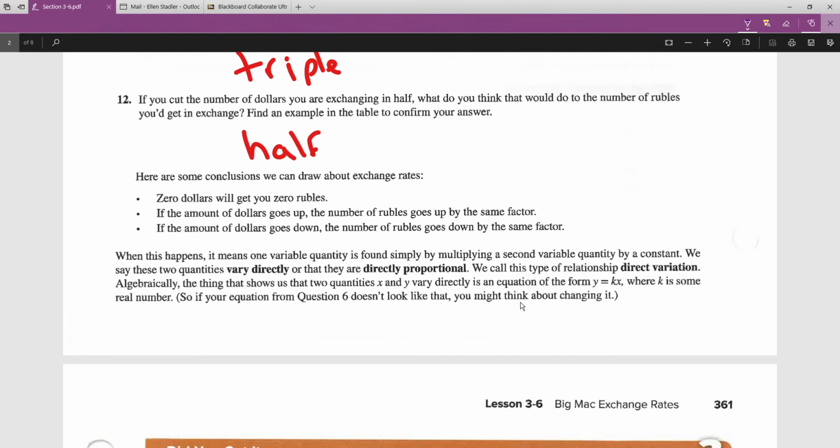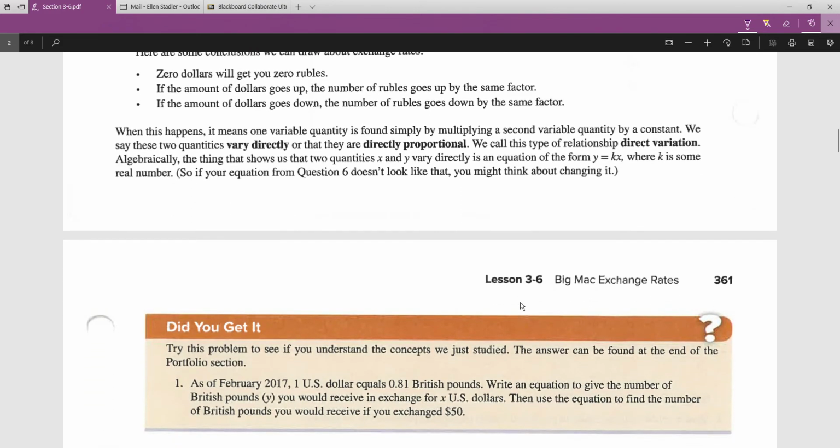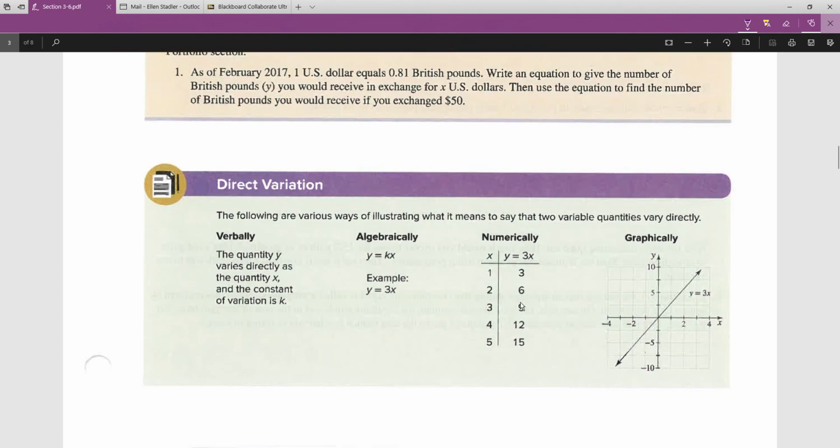Algebraically, the thing that shows us that two quantities x and y vary directly is an equation of the form y equals kx, where k is some real number. It's a constant. So if your equation from question 6 doesn't look like that, we may have done something wrong. Here is a nice box to show us what direct variation looks like. Verbally, we say the quantity y varies directly as the quantity x, and the constant of variation is k. Algebraically, y equals k times x. An example would be y equals 3 times x.